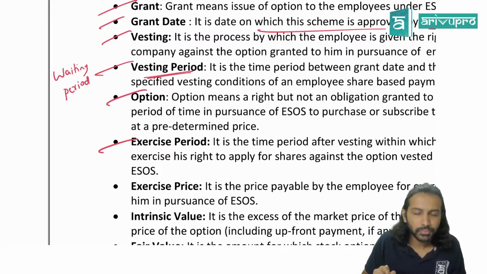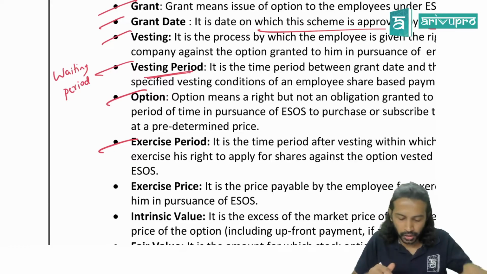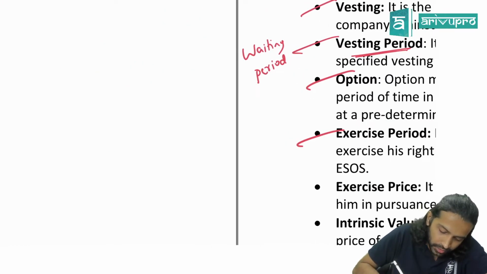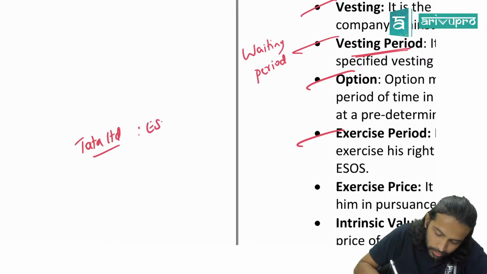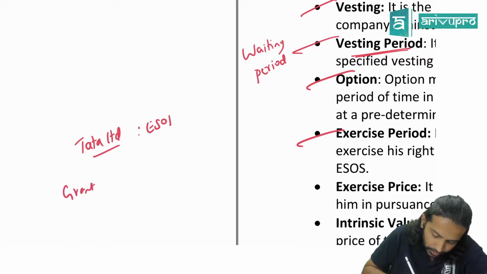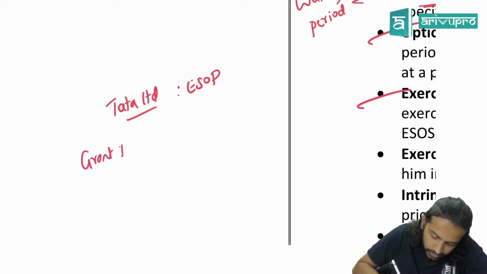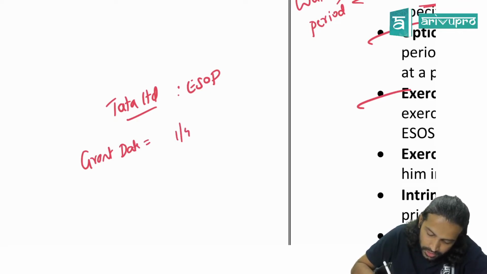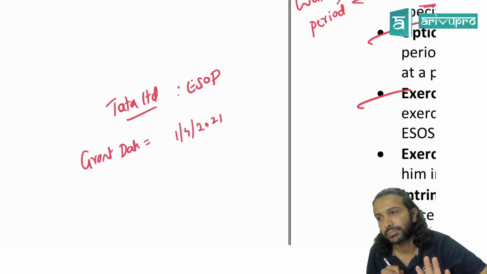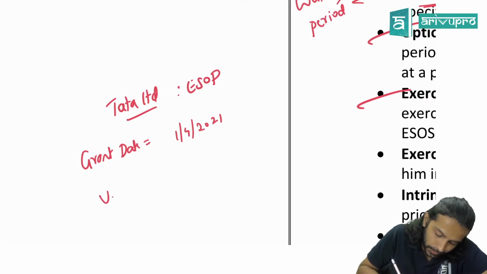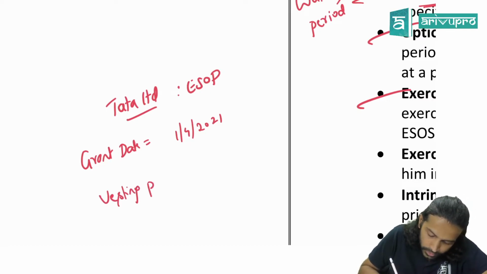Next is exercise period. Okay, let's take a small example here. Let's say Tata Limited granted ESOP to its employees. They told vesting period is, or let's say grant date. Is it okay if I use these terms? You'll be able to understand. Okay, grant date, let's say, is 1st April 2021. Are we fine? So vesting period, let us say, is 2 years.